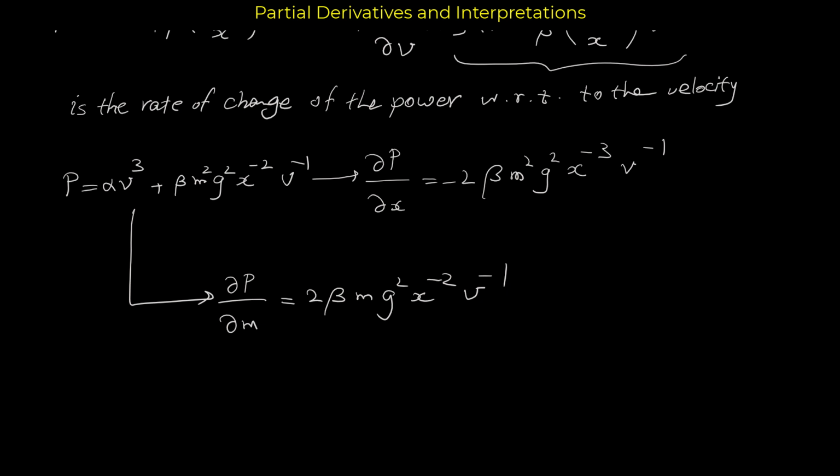I give you some time, you can interpret it by yourself, then I tell you the interpretation. So this shows the rate of change of power with respect to the mass of the bird when velocity and the fraction of time during flapping mode are constant. So briefly, the interpretation is the rate of change of power with respect to mass.